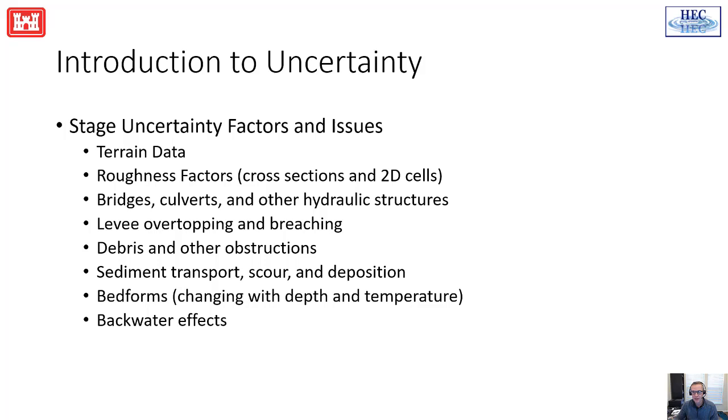Because modeling is likely to be performed to develop this stage discharge relationship, it's important for us to identify and attempt to quantify the uncertainty associated with the modeling parameters. The modeling parameters most likely to affect results are listed here: terrain data, roughness factors, hydraulic structures such as bridges and culverts, levee overtopping and breaching, debris and other obstructions, sediment transport, scour and deposition, bed form changes, and backwater effects.